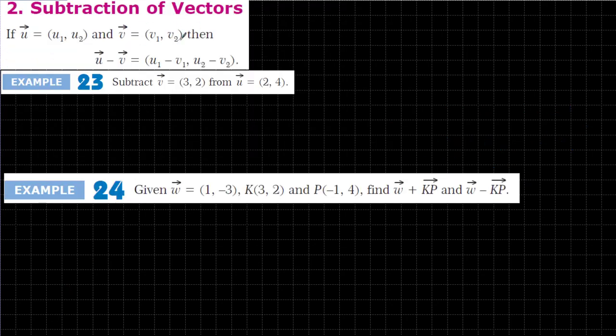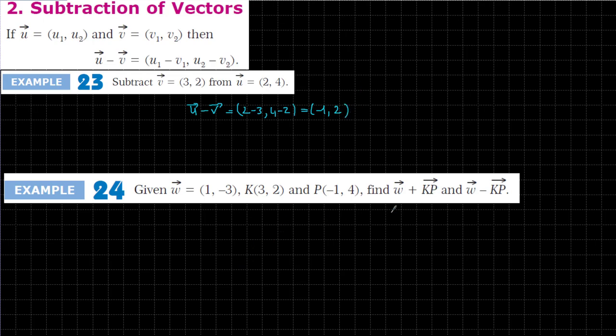Okay, subtraction of vectors also is not difficult, like the addition, you subtract the corresponding components. Subtracting v from u gives u1 minus v1 and u2 minus v2. Here it says subtract v from u, meaning u minus v. The result is (2 minus 3, 4 minus 2), which is equal to (minus 1, 2).